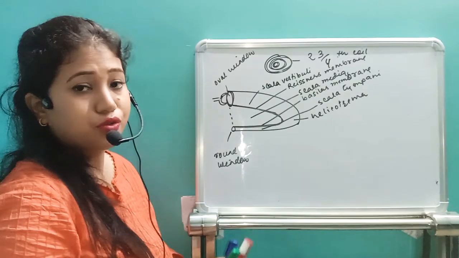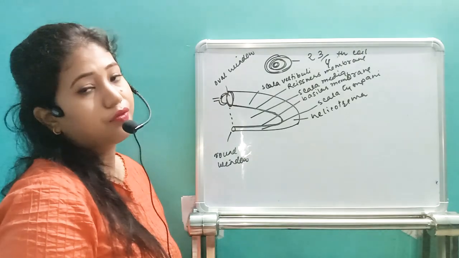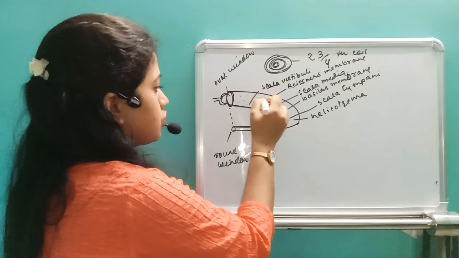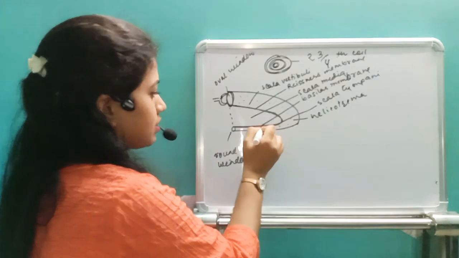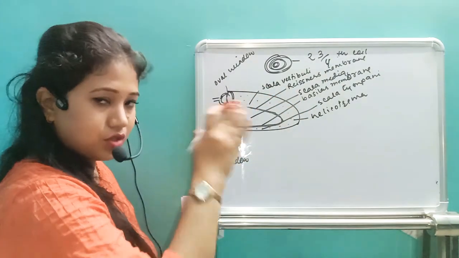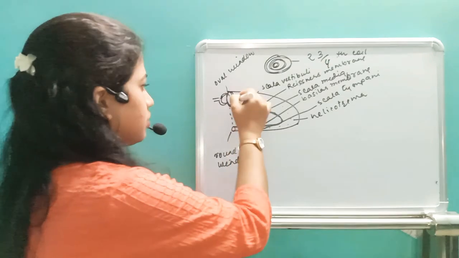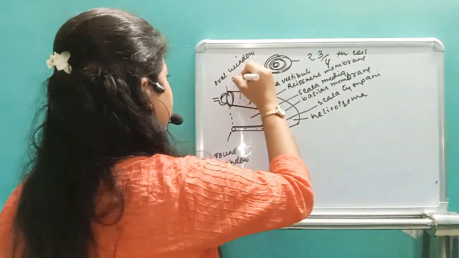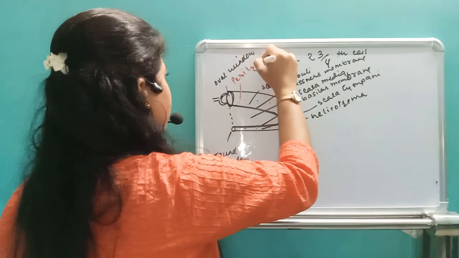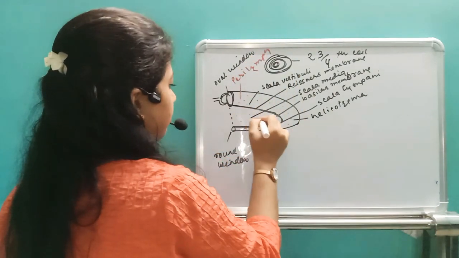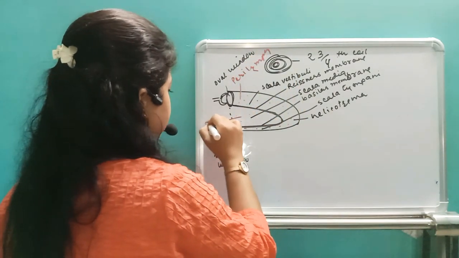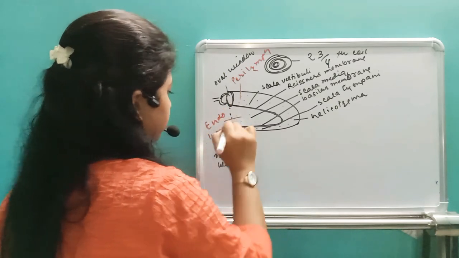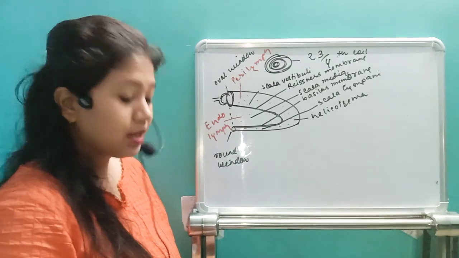Now, the internal ear is filled with liquid. We are going to have two types of liquid here. In scala vestibuli and scala tympani, as it is the same chamber, just curved, there is one liquid called perilymph, and in the scala media we have another liquid called endolymph. So we have two types of liquid, perilymph and endolymph.